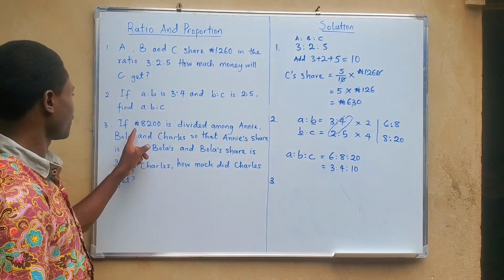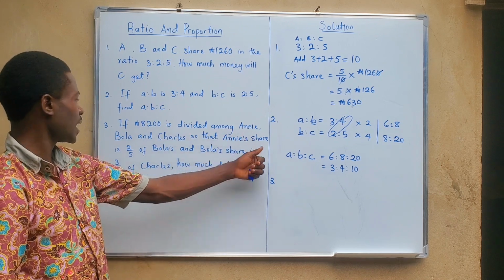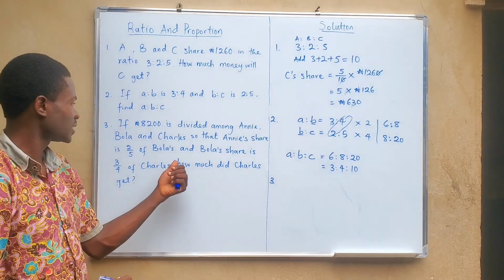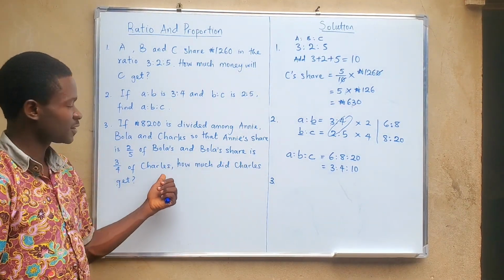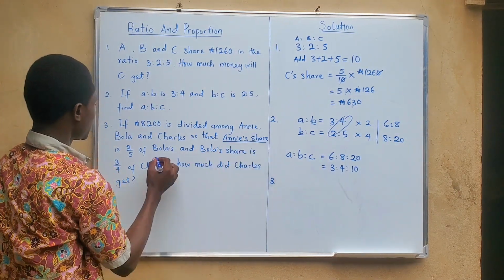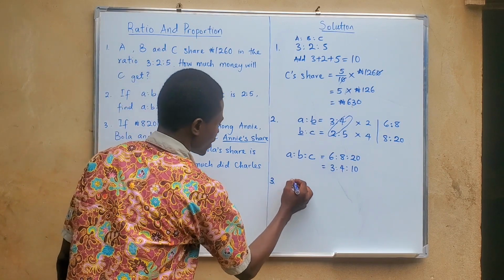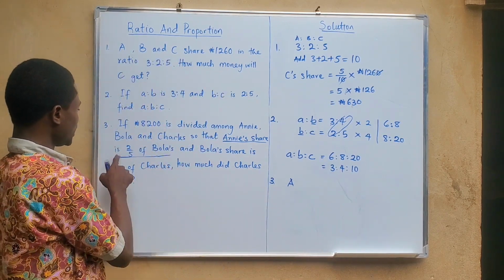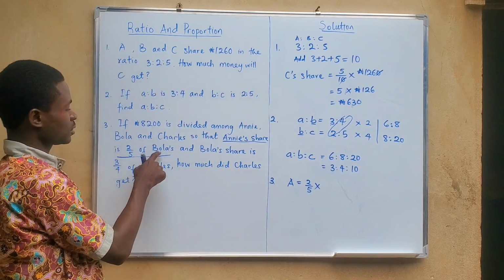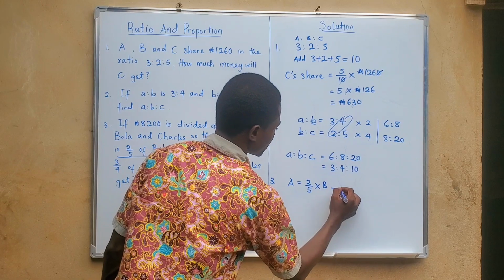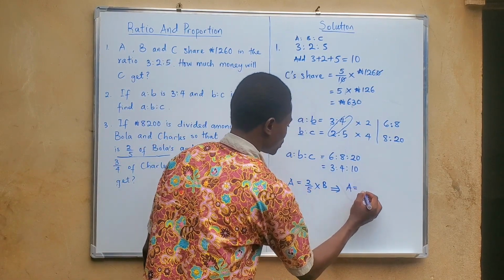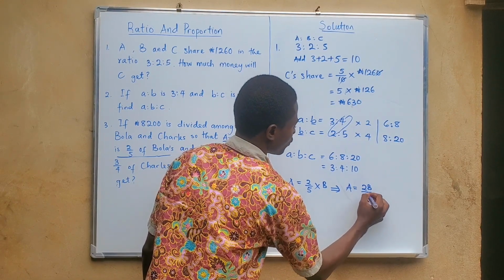Number 3, if 8,200 naira is divided among Annie, Bola, and Charles, so that Annie's share is 2/5 of Bola's share and Bola's share is 3/4 of Charles, how much did Charles get? Now I'll start interpreting from here. Annie's share is 2/5 of Bola's, so A for Annie, A is equal to 2 over 5 of, which becomes multiplication, then B for Bola. And that implies that we can merge these two since it's multiplication. A equals 2B over 5.